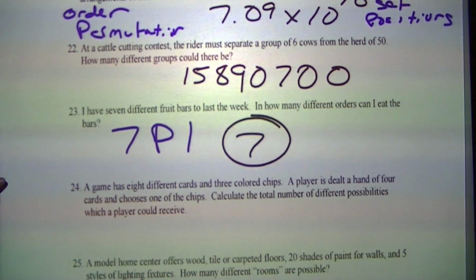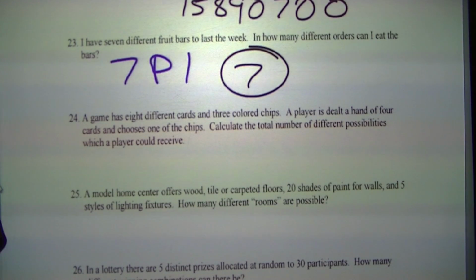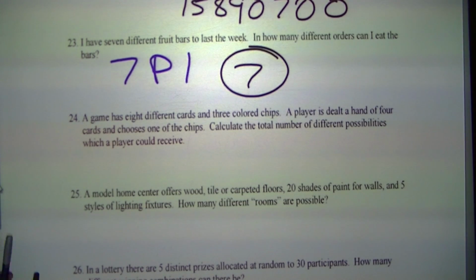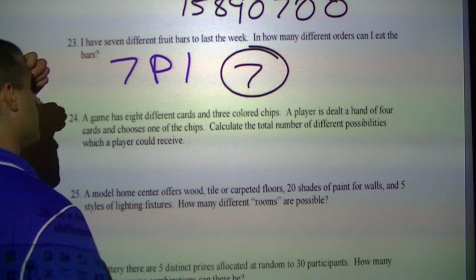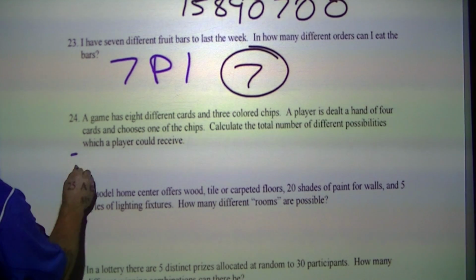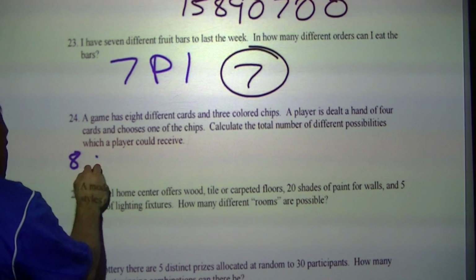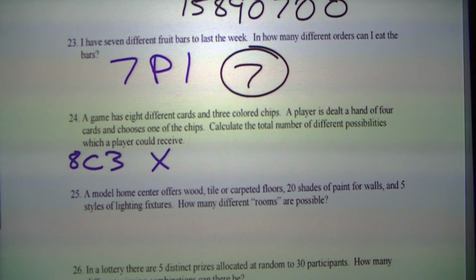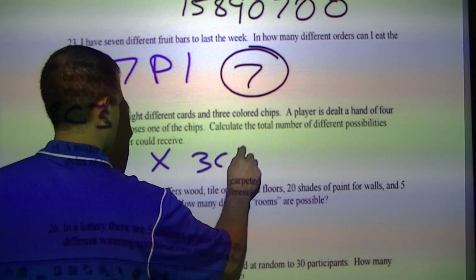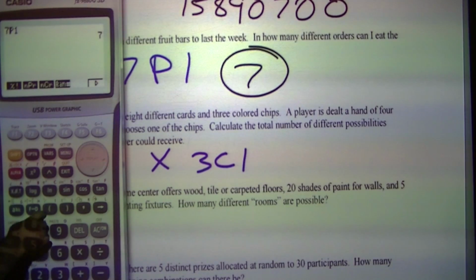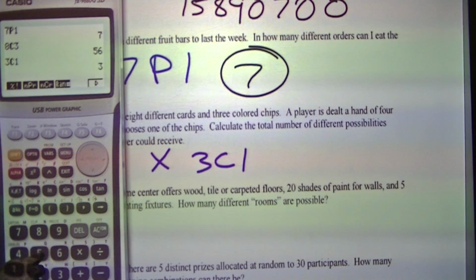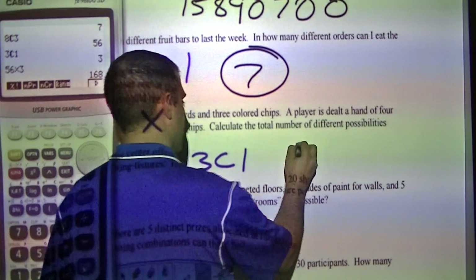A game has 8 different cards and 3 colored chips. A player is dealt a hand of 4 cards and chooses 1 of the chips. Calculate the numbers. Basically these are both combinations. So I'm going to do 8C3, and then multiply that result by 3C1. I'm going to figure out what 8C3 is, and 3C1, and just multiply those values. That's 168.